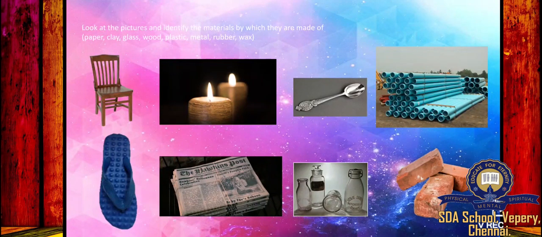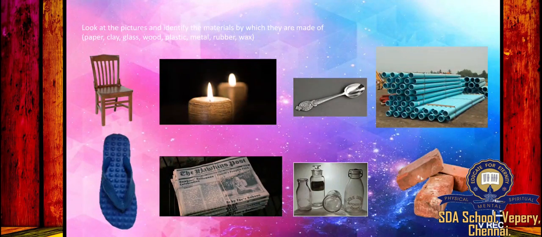And the third picture, it is a spoon. So spoon is a material and what is the matter here? Yes, metal is the matter. And the fourth one we can see pipes. Pipe is made up of plastic. So plastic acts as a matter and pipe acts as a material. And below we can see a slipper. This slipper is made up of what? Rubber. So here rubber acts as a matter and this slipper acts as a material.